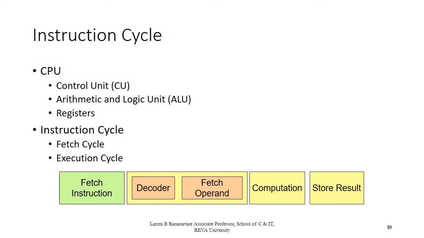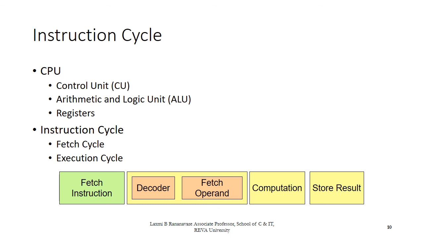Now, instruction cycle. There are two cycles in the instruction cycle. One is the fetch cycle and the second is the execution cycle. What is the fetch cycle? We fetch one instruction from the main memory into the processor, and after getting that instruction into the processor, we have to decode it. That means we have to separate the operation part from the operand part. Any instruction has two parts: one is the operation code, and the second is the operand part, the address of the operand.